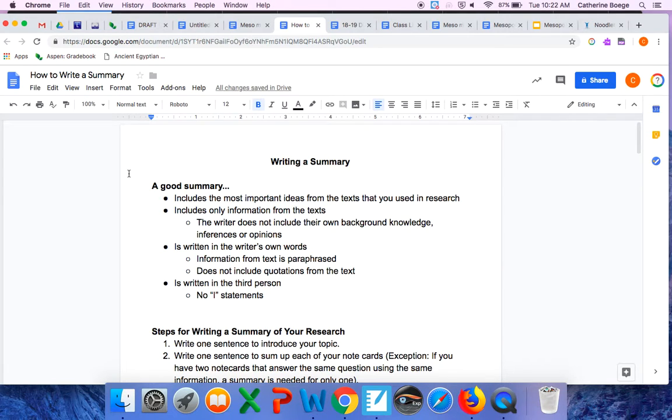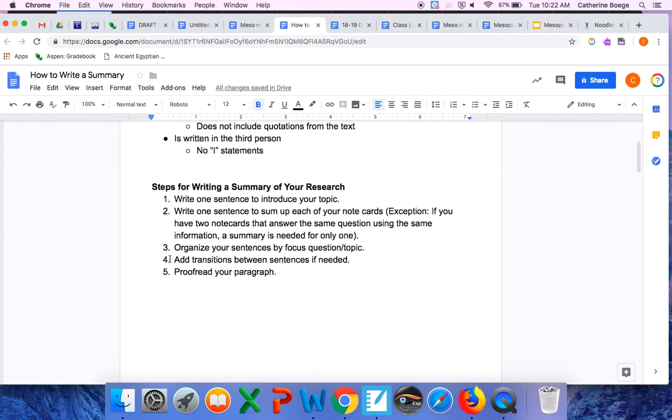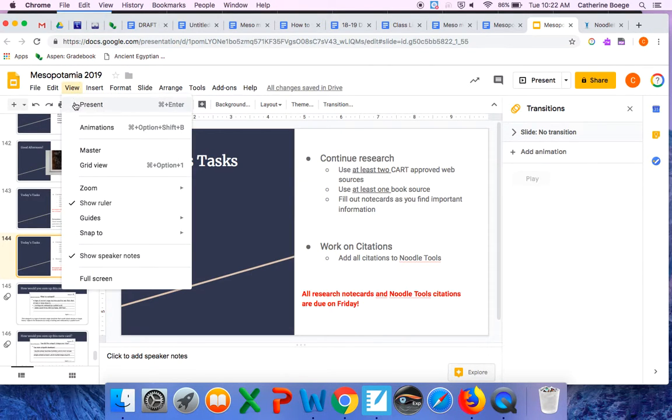So, the first step for writing a summary of your research is to write one sentence to introduce your topic. Once you've done that, you want to go through each of your note cards and write one sentence to sum each note card up. Let's take a look at some examples here.